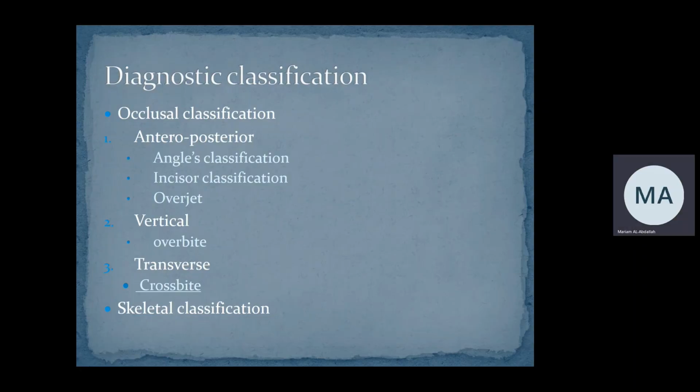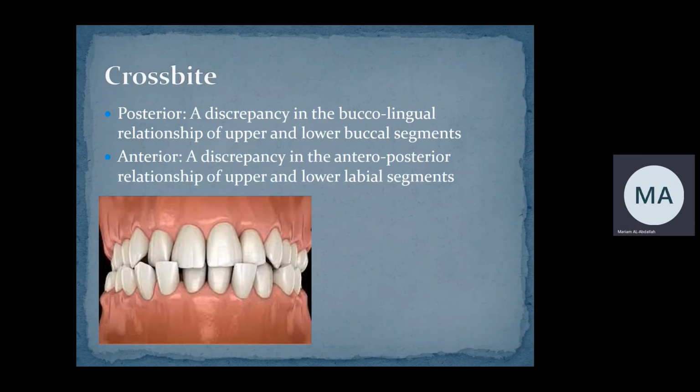Transversely, we look at what we call crossbite. We already talked about the anterior crossbite, and this is just to show you where the upper lateral incisors are in crossbite with the lower lateral incisors. So we call this anterior crossbite. Another description is reversed overjet on the lateral incisors, right?